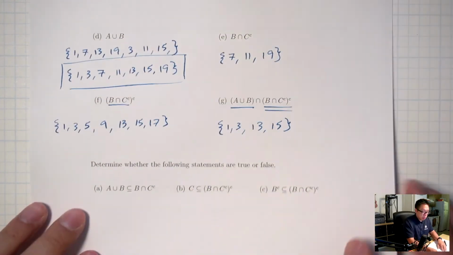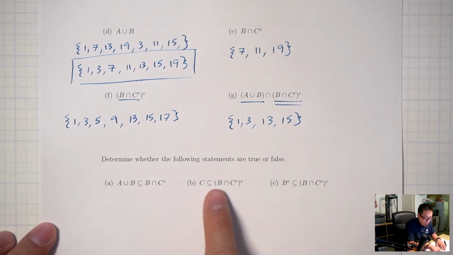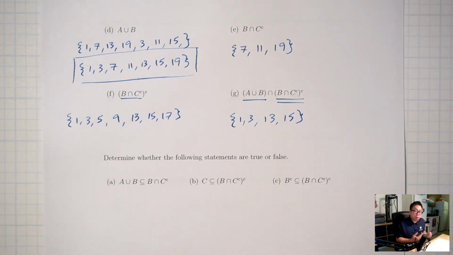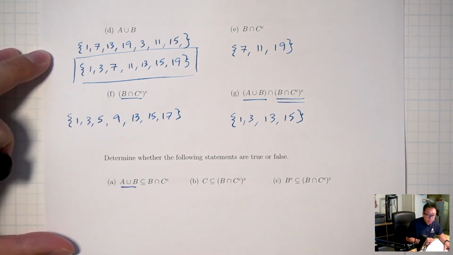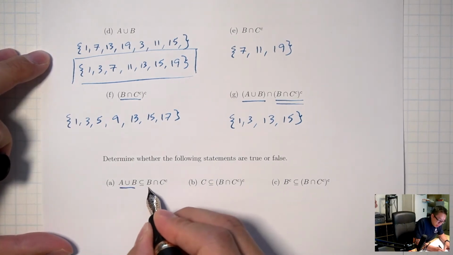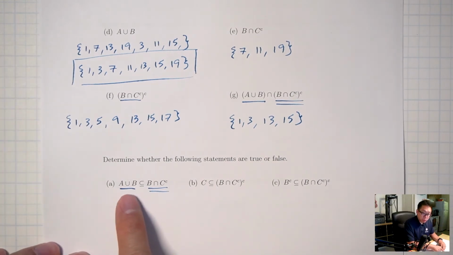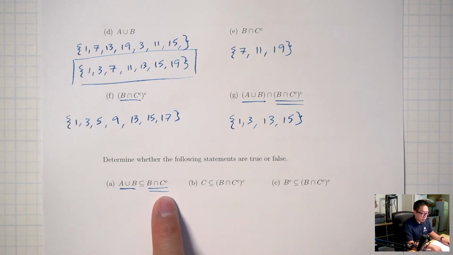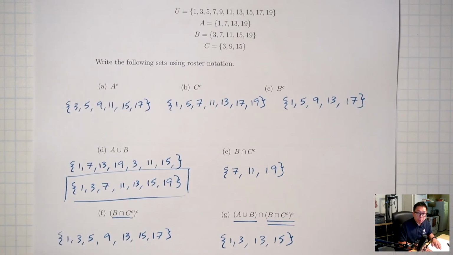Okay, next part here. So this is now talking about determine whether the following statements are true or false. The symbol right here, remember, means subsets. So all this is asking you to do is decide whether the set on the left is a subset of the set on the right. So it's asking, is everything on the left side also in the thing on the right side? Okay. Set on the left should be one of the ones that you did already up top.